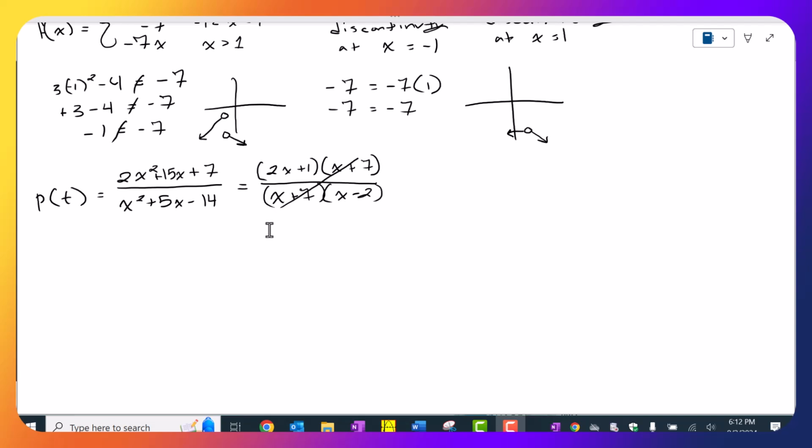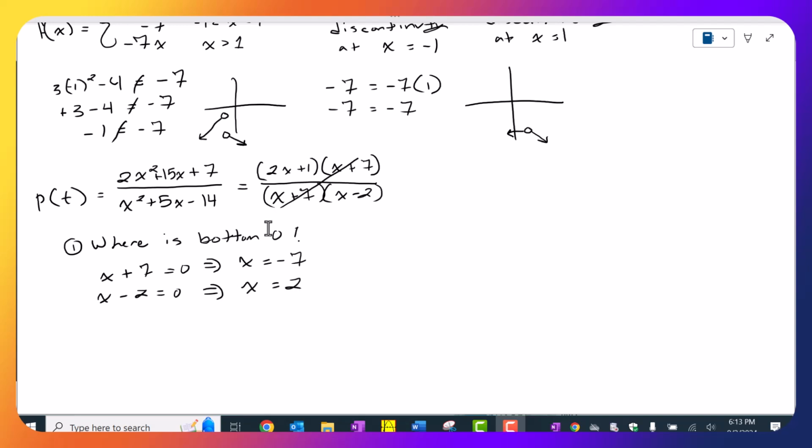But I don't want to get rid of them exactly yet because this x plus 7 is still on the denominator. So let's start off with our first step. Where is the denominator 0? Where is bottom 0? Well, that means we have x plus 7 equals 0, x minus 2 equals 0. x plus 7 equals 0 implies that x equals negative 7. x minus 2 equals 0 implies that x equals 2. So those two values are where our denominator is 0.